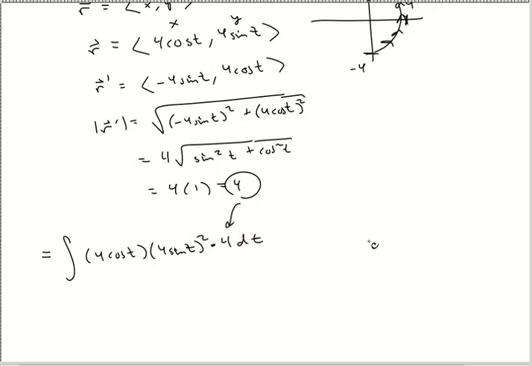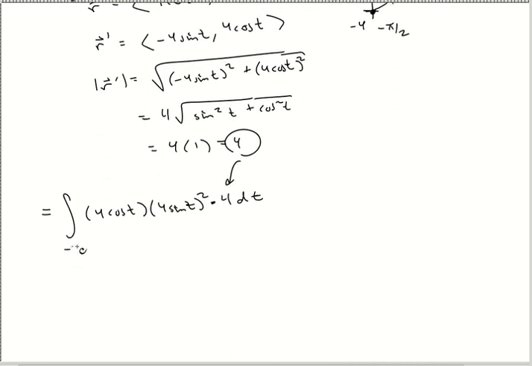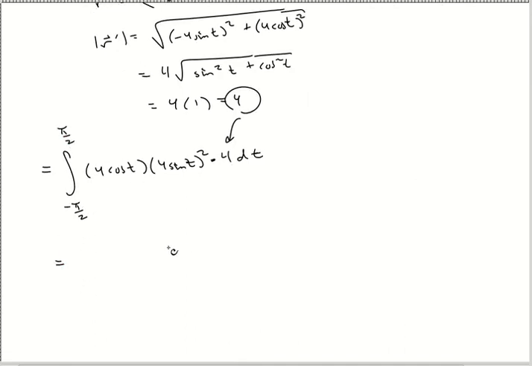I need to get my limits for t. Notice that we're starting down here and we're working up. I would think that the best is going to be probably negative pi over 2 to pi over 2. That's what I use for my t values. You can think of them kind of like theta values if you like. Okay, so that's my integral that I'm going to do.